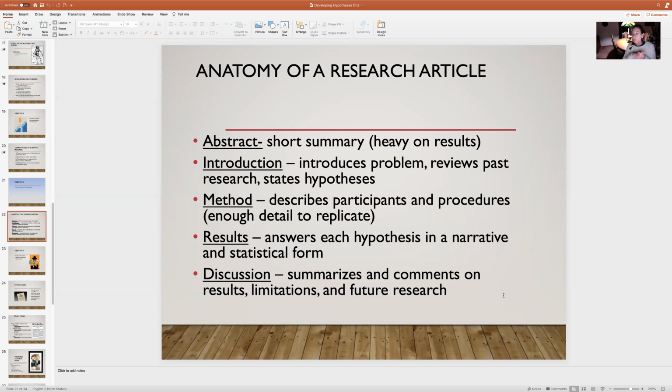And then finally, we get the discussion, and that's going to summarize the findings, and it's going to comment on the results, and it's going to then also give you some limitations, some reasons to be cautious, and a lot of times suggestions for future research.